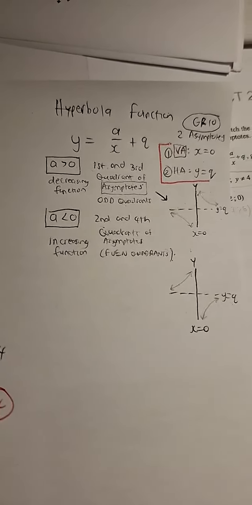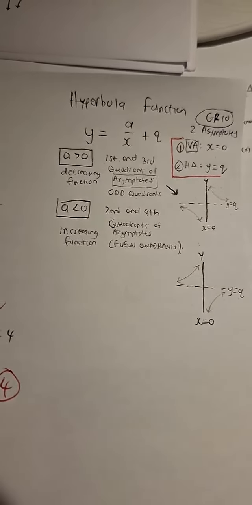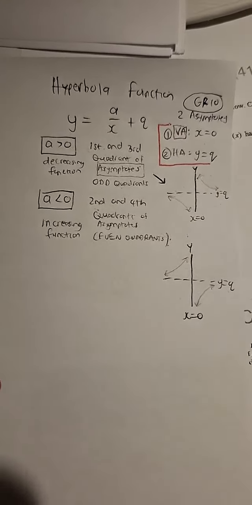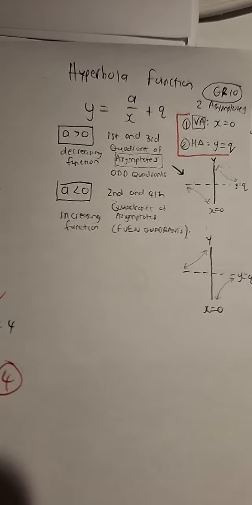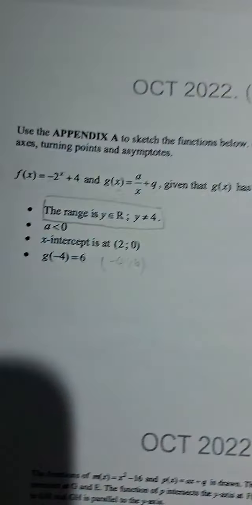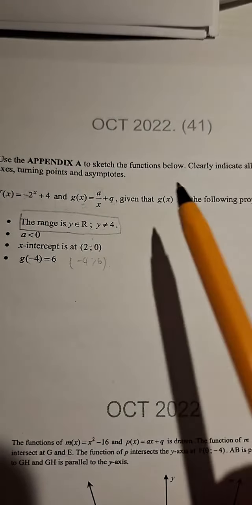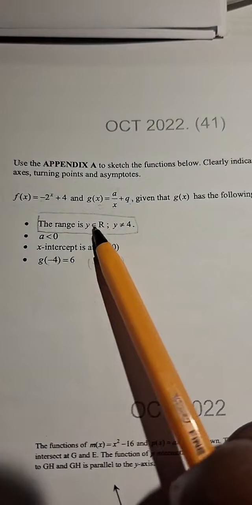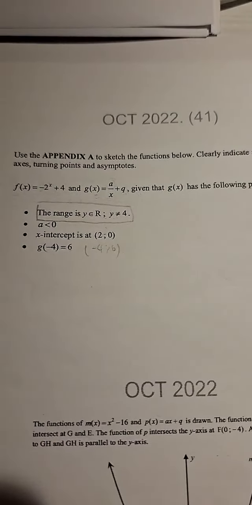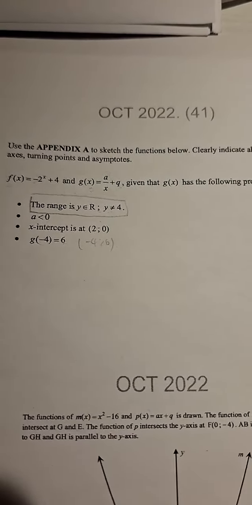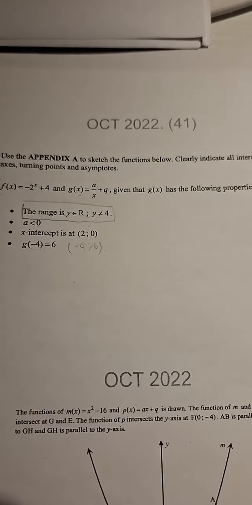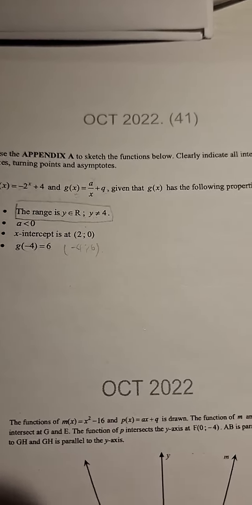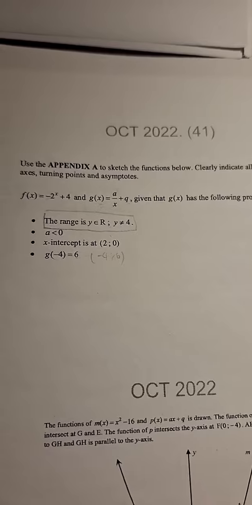So these are the basics. Once you know this, at least now you can expect certain things. So let's come back to the question here. We are told, given that g of x has the following properties, the range is. Now hopefully we all understand that if they are saying the range is, the range will tell you where the function exists and where it does not.